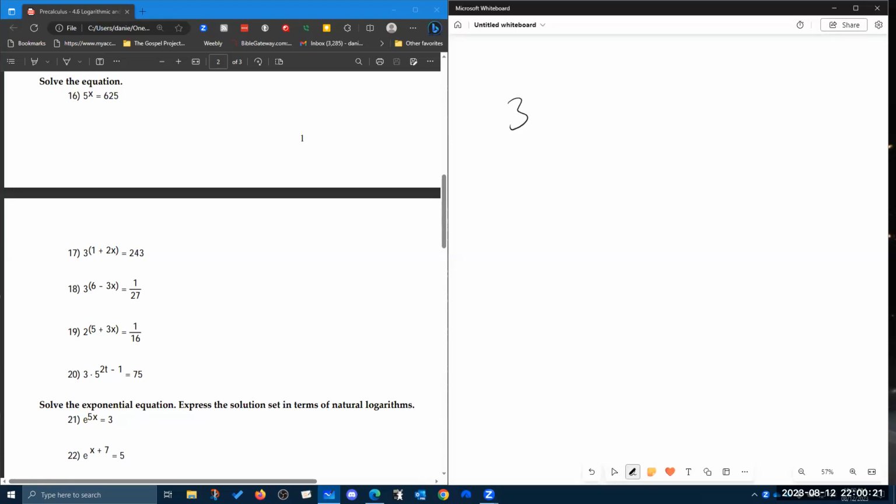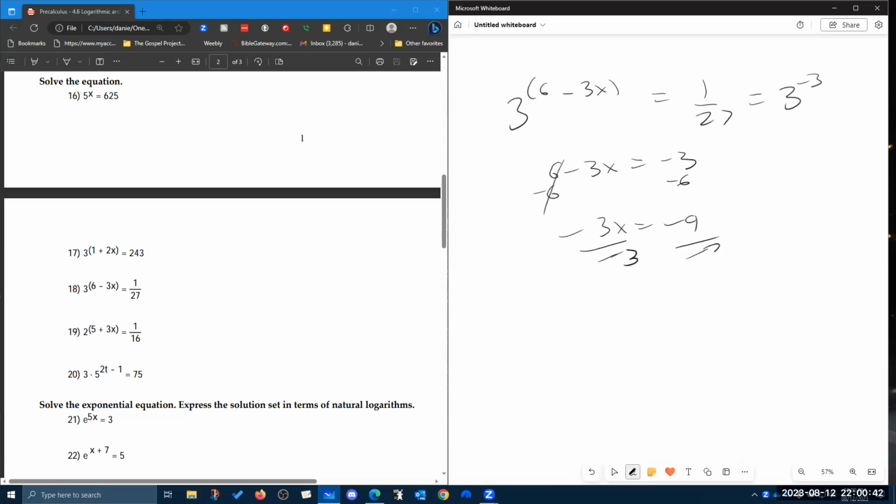If 3 to the 6 minus 3x is equal to 1 over 27, then 6 minus 3x needs to be equal to negative 3. Since 1 over 27 is 3 to the negative third, we're going to subtract 6 from both sides. Negative 3x is equal to a negative 9. Divide by a negative 3 on both sides, and x is equal to 3.